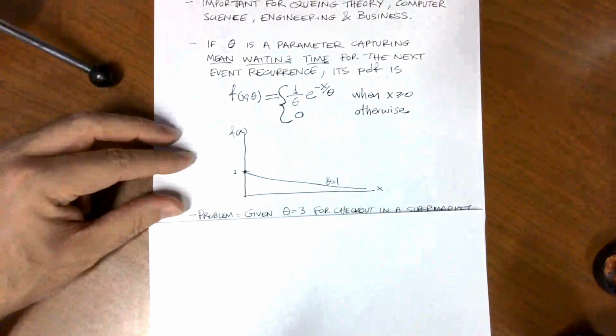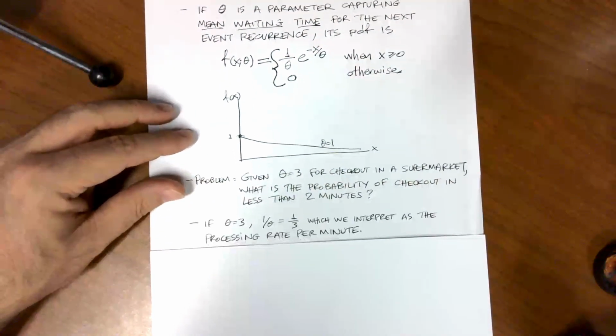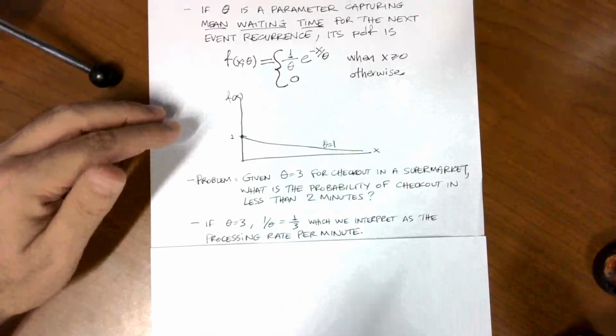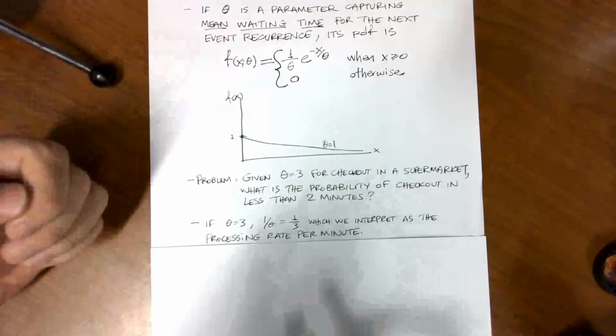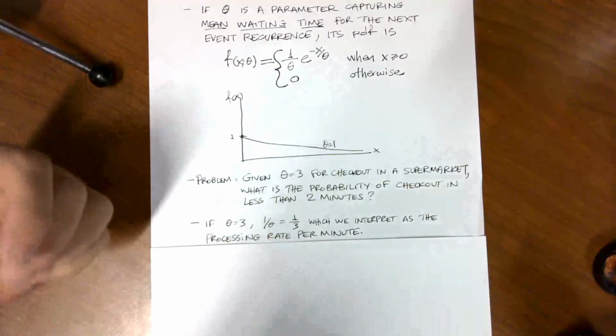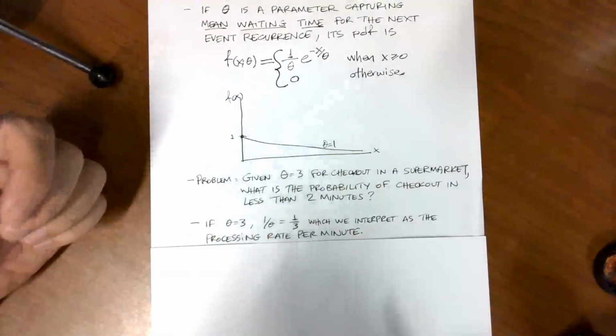What is this 1 over theta conceptually? This is essentially a processing rate, right? So how many people a cashier processes per minute in this particular case. It's not even a full person per minute. It's about a third of a customer per minute. So you have all of this information.